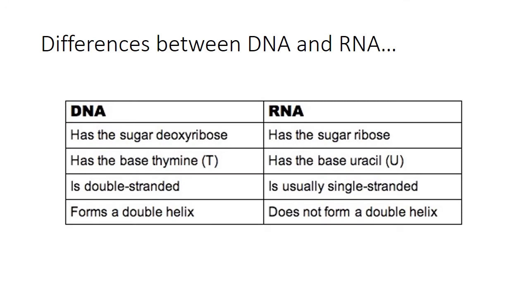So let's sum up the differences between DNA and RNA. DNA has the sugar deoxyribose. RNA has the sugar ribose. DNA has thymine, RNA has uracil. DNA has two strands coiled up into a helix, and RNA is usually single-stranded. DNA forms a double helix, and RNA does not.